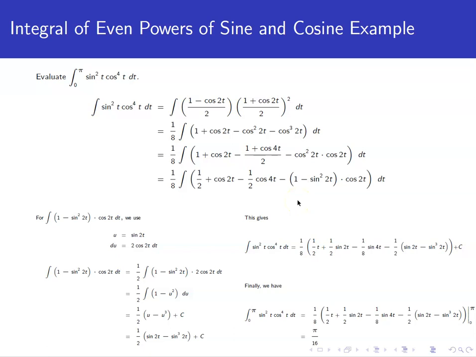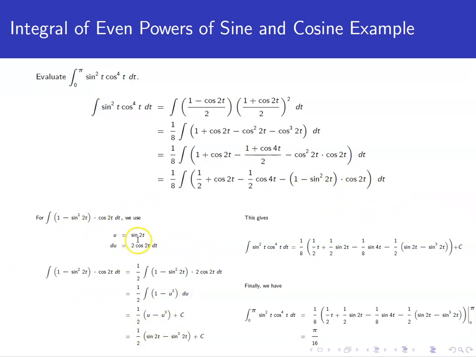All right. We can do the antiderivatives here individually. I know an antiderivative of 1/2 is just 1/2 t. I know an antiderivative for cosine 2t is a 1/2 sine 2t. For minus 1/2 cosine 4t, you'll get a minus 1/8 sine 4t. This last piece here, we need to do u substitution. That's what I've done over to the side here.